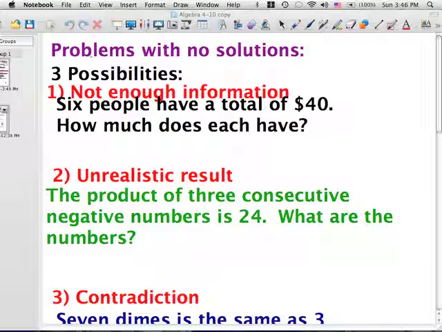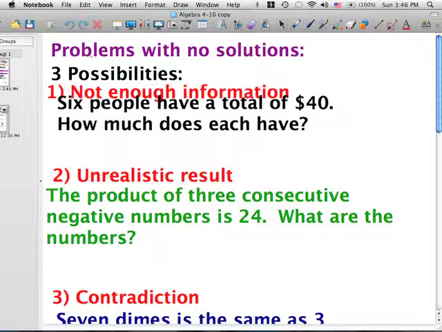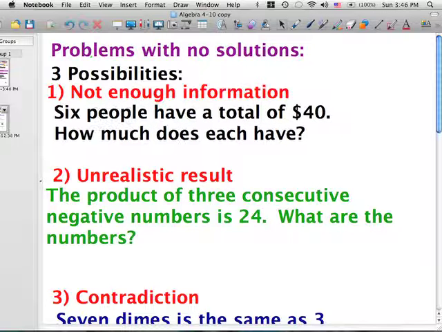We are on chapter 4, section 10. These are problems that have, in some cases, no solutions for three reasons. First of all, there might not be enough information. In this example, it says 6 people have a total of $40. How much does each have? Well, you don't know if they share the $40 equally or how much each one has more than the other. So there's really not enough information to set up the problem.